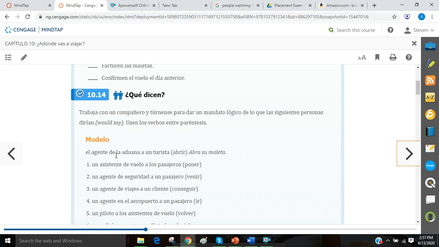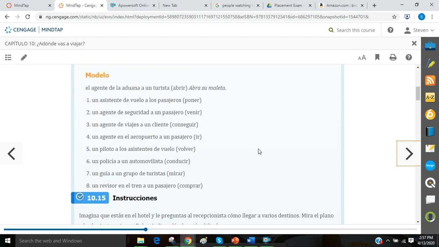Okay, por ejemplo, el agente de la aduana a un turista. So the agent at the customs, a customs agent, that is to say, would say to the tourist, abra su maleta, open your suitcase. Un asistente de vuelo a los pasajeros, poner. So this is a flight attendant. What are they saying to all of the passengers using the verb poner? Could be something like, pongan sus cinturones de seguridad. Put on your seatbelts. Pónganse sus cinturones de seguridad. Bueno.